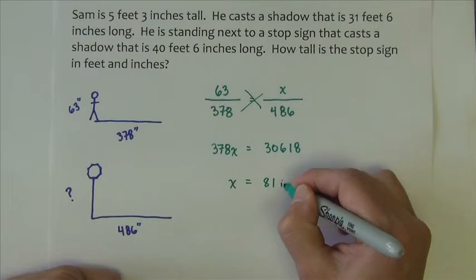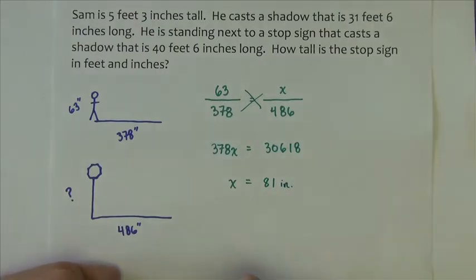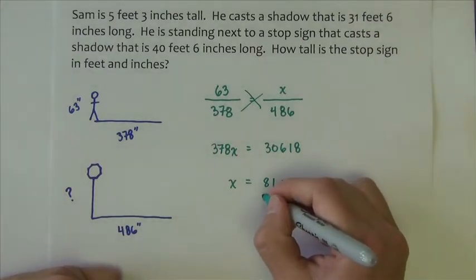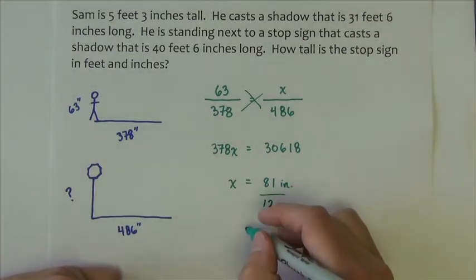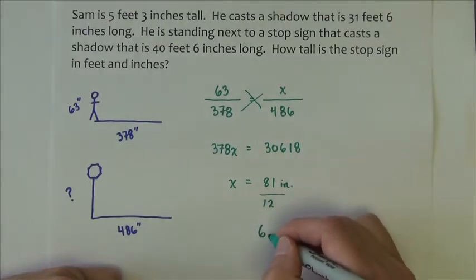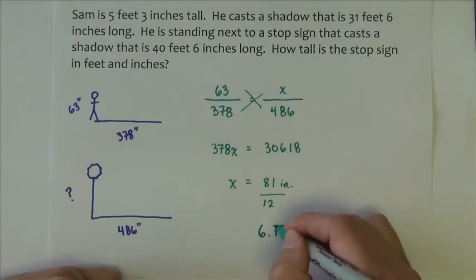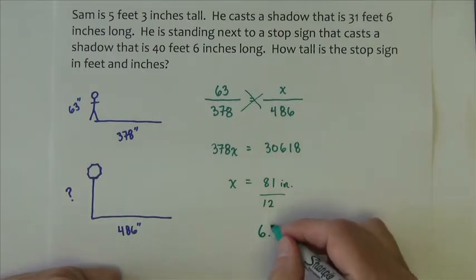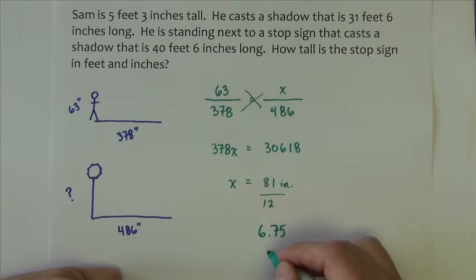Now we want this in feet and inches, so I'm going to take my 81 inches and divide it by 12. If I divide this by 12, we get 6.75. 0.75 of 12 would be 9 inches, so 6 feet 9 inches.